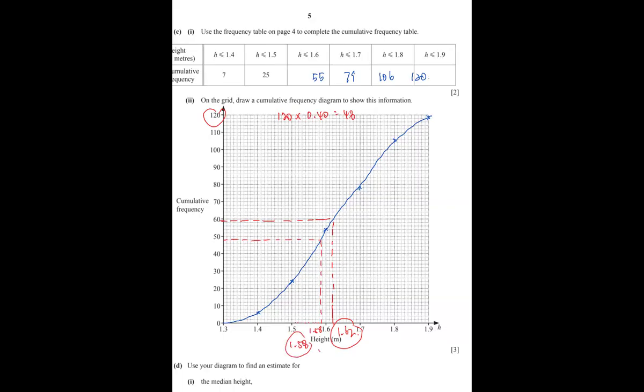Again, there's a range of answers. The mark scheme gives you a range of 1.6 to 1.63 for your median. And for your 40th percentile, they set 1.57 to 1.58. So if your answer lies between this, they will accept.